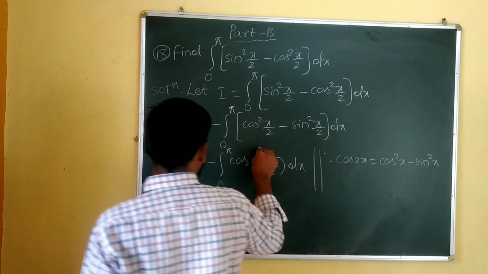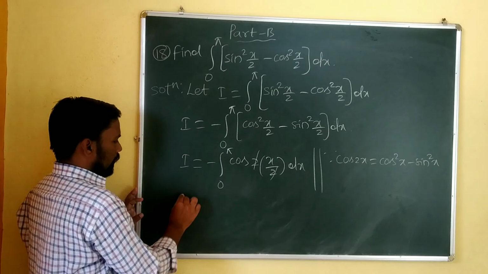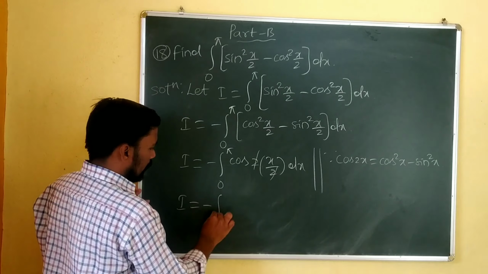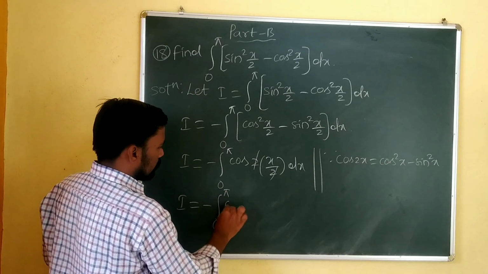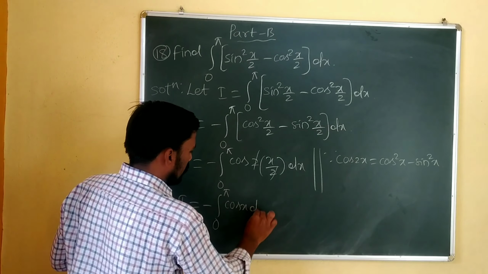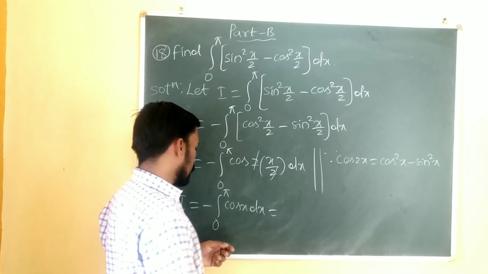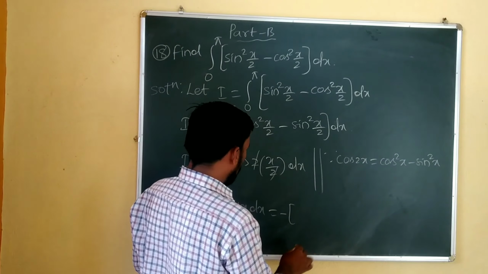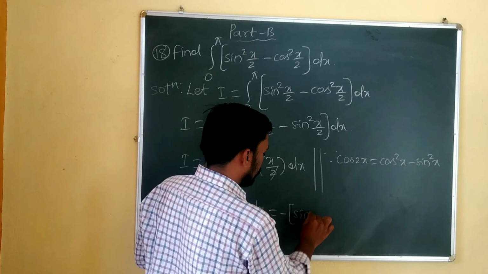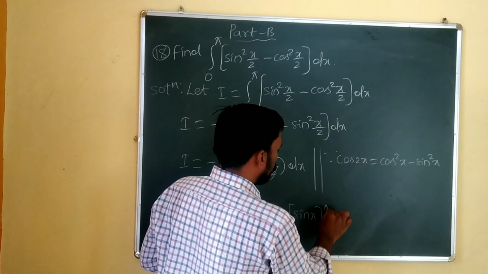Now here you can cancel this 2 and 2. Then I is equal to minus integration from 0 to pi of cos x dx. And you know the integration of cos x. It is simply sin x. Minus of integration of cos x is what? Sin x, with the limits 0 to pi.